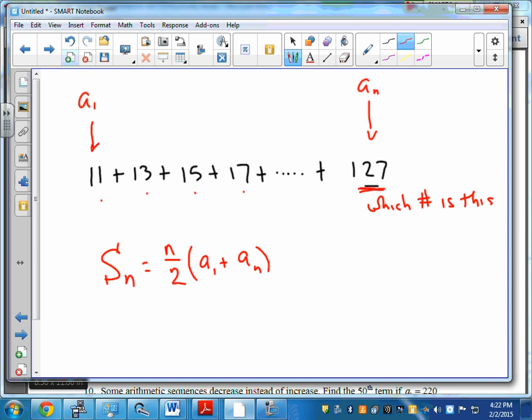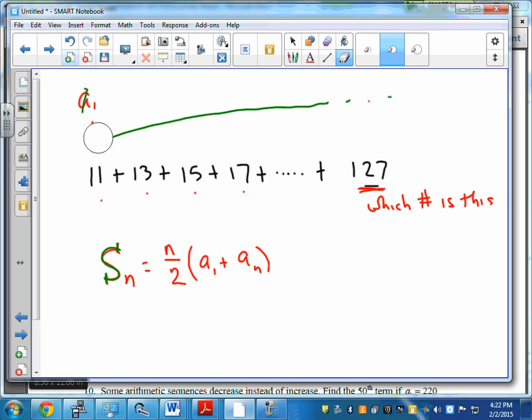Okay, so before we work the summation formula, before we add up these numbers, we are going to have to go back and look at the sequence formula and try to figure out which term that is. So there's sort of an embedded problem here.